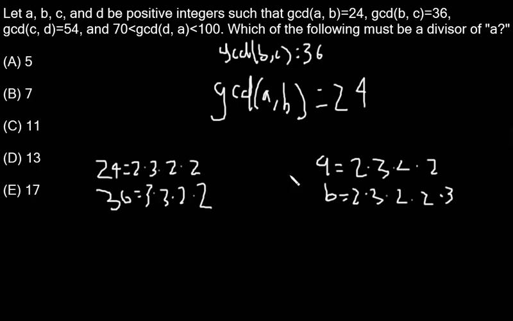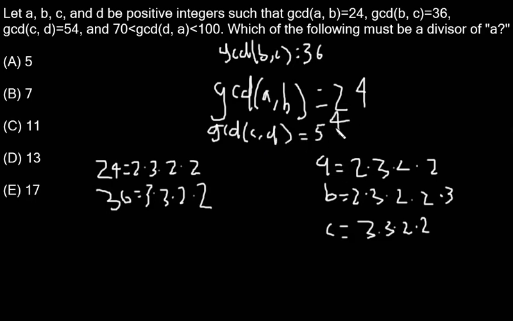Alright? And for C, all it has to do is fit the constraint of 36. So it's 3 times 3 times 2 times 2, alright? 36 is a factor of 36. Alright? So let's look at D now, alright? The GCD of C and D is equal to 54.